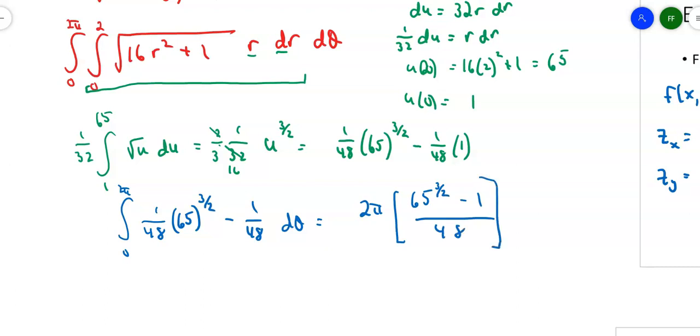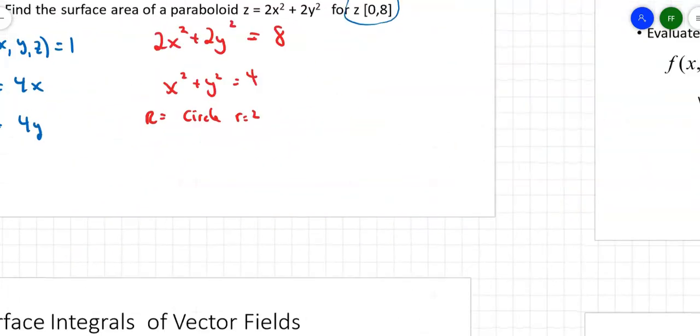And if you want to simplify it any further, you can do that, right? You can write the 65 to the 3 halves as 65 square root of 65 if it makes you feel better, but that's what you do. So sometimes converting it to cylindrical coordinates makes it easier. All right, let's take a look at another example.